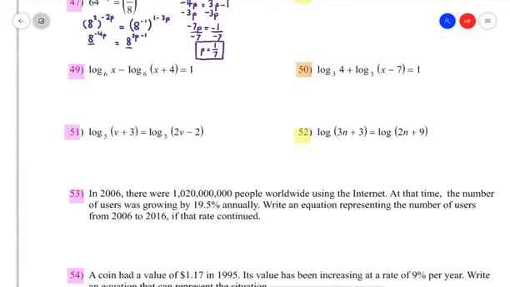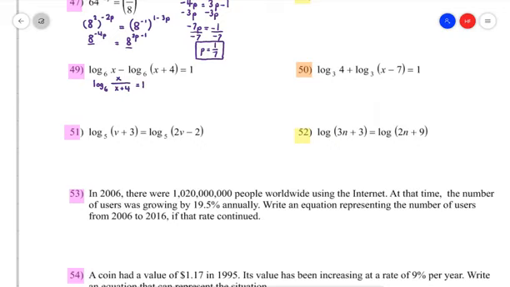Now on our log equations, we have two different types. We have the type where there is a log on a single side with a number on the other side of the equal sign, and then we have log equals log. So the first one we're doing is with a number on the other side. So we want to condense our logs into a single log. So we've got log base 6. This is minus, so they're going to be dividing, of x over x plus 4 is equal to 1.